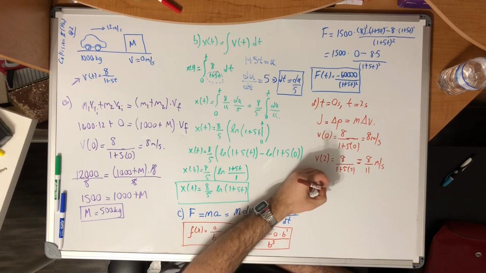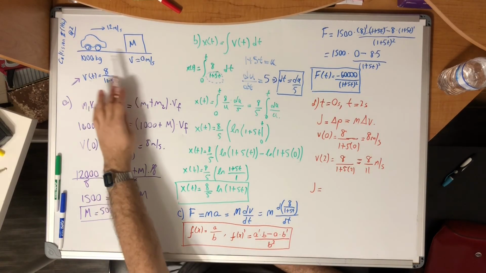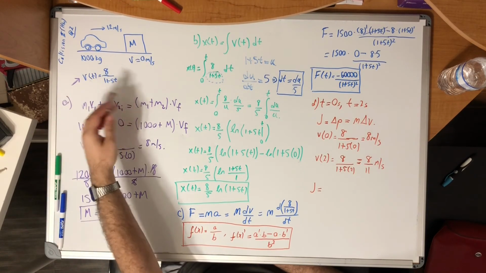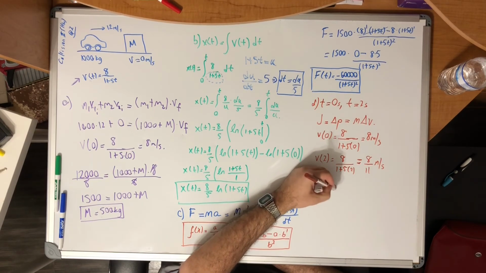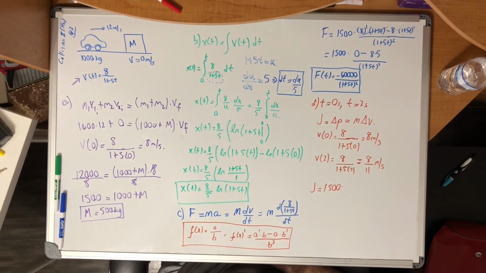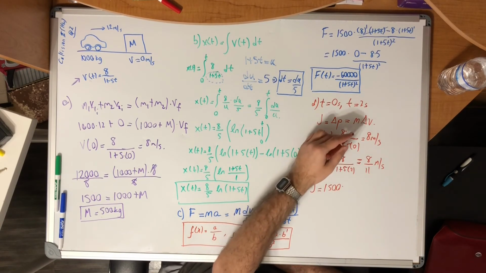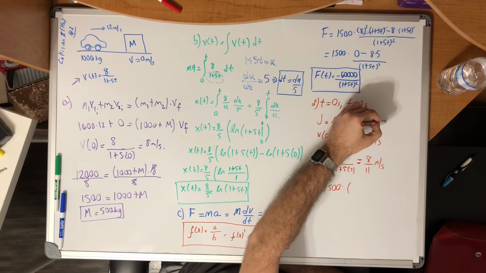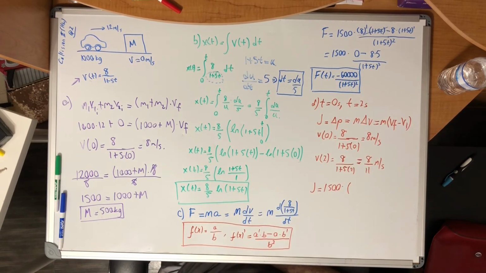So my J will become mass. Alright, again, which mass are we talking about? We are talking about those guys moving after they collide. So we are talking about the total mass of the system. So it's 1500 times delta V, which is V final. Let me write this one down over here as explicit. So V final minus V initial.